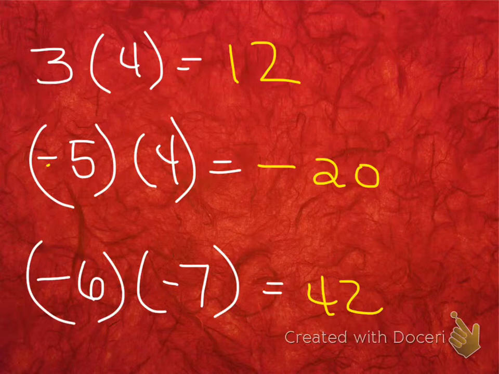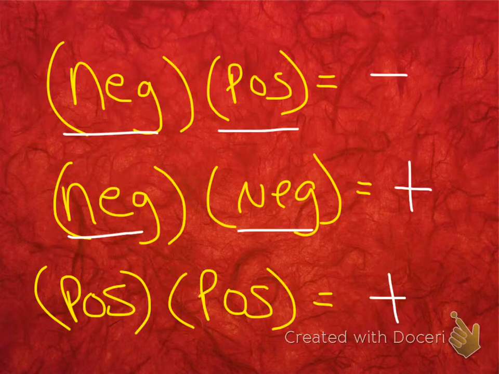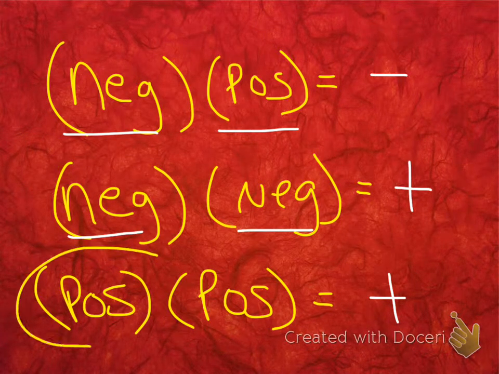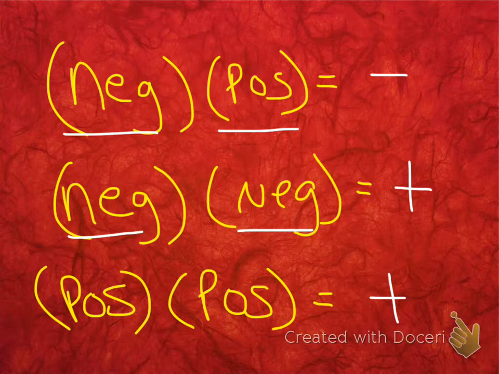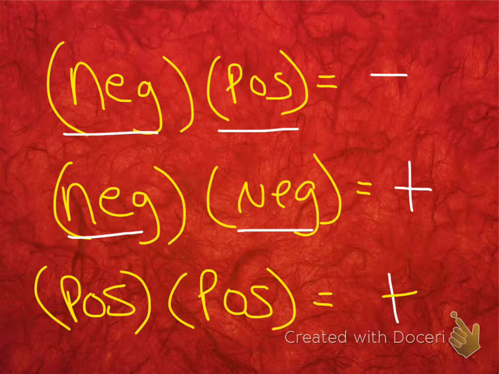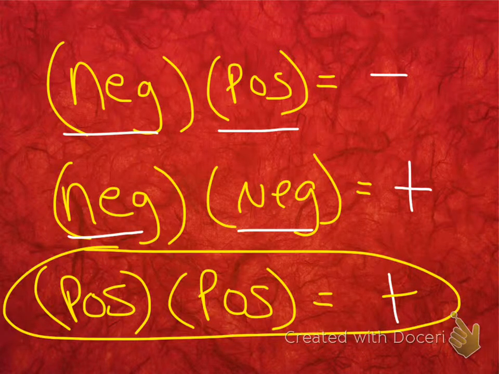I think that we're finished now. We've just talked about that a negative times a positive is a negative. A negative times a negative is a positive. And a positive times a positive. Wait a second, I think I said that wrong. A negative times a negative is a positive, and a positive times a positive is still a positive. Okay? Thanks.